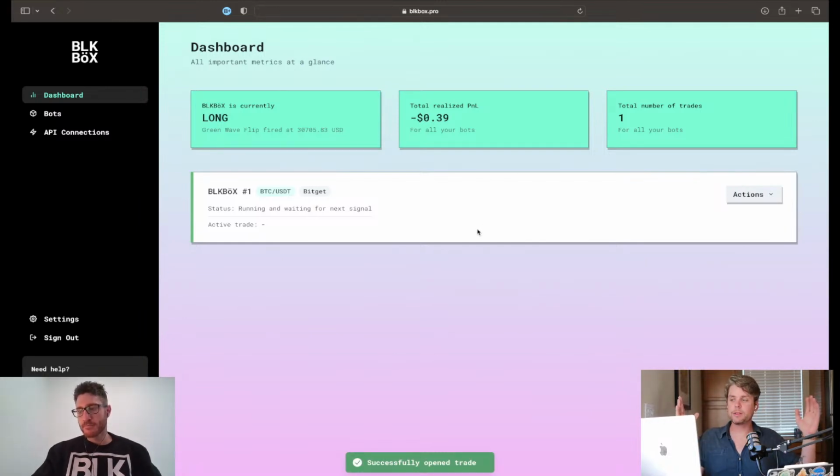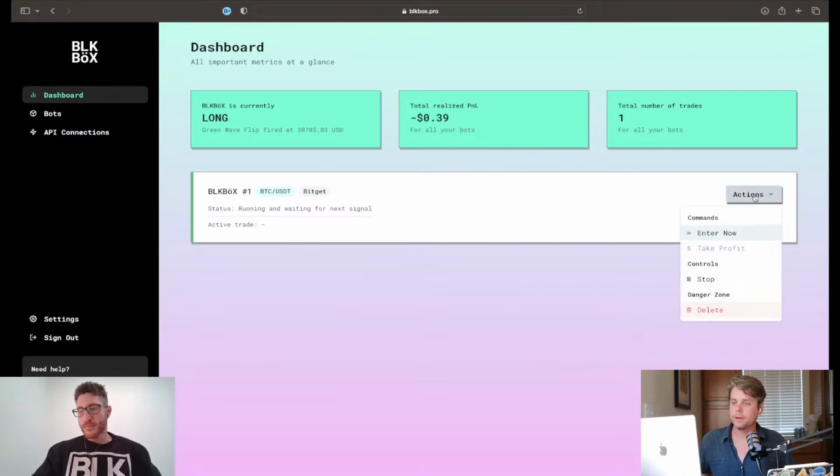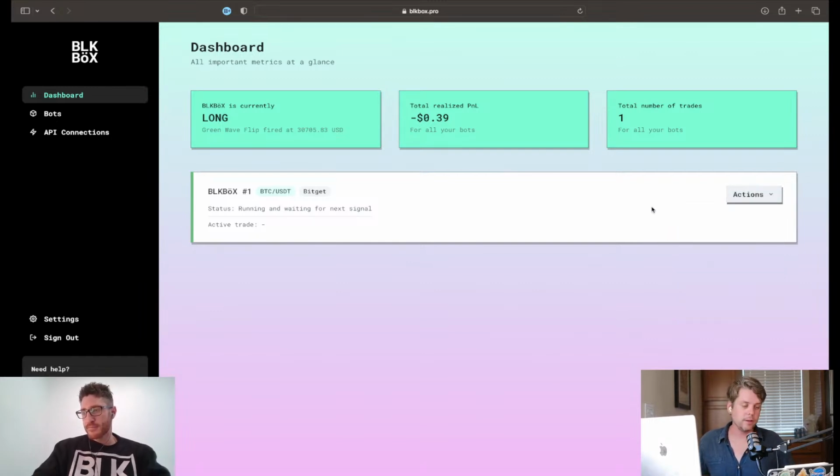We've successfully opened the trade. Perfect. We are in and we are good. So at that point, if there are any profits to take, you can select the take profit. If it's grayed out, it just means that there's not enough profits in the trade for you to take profit. You got to take into consideration the exchange commissions and all of that. So until you're well into the trade, that will be grayed out. But yeah, this bot is rocking and rolling, and we're down 39 cents so far.